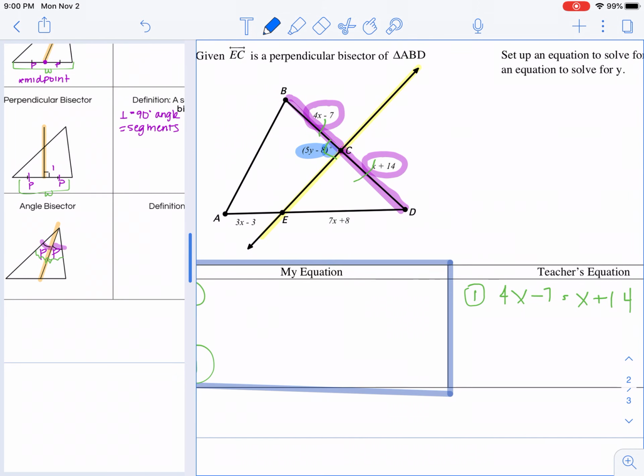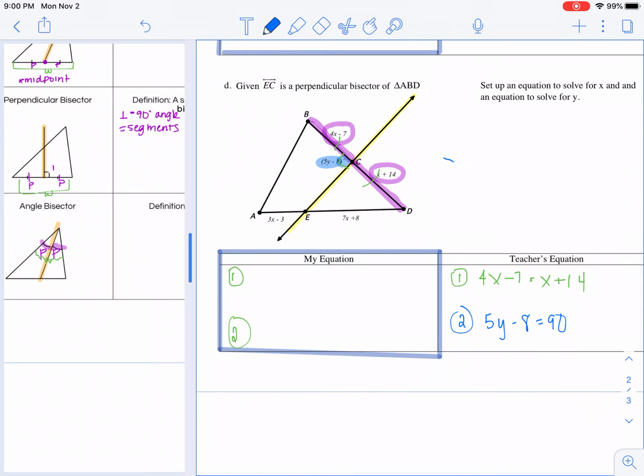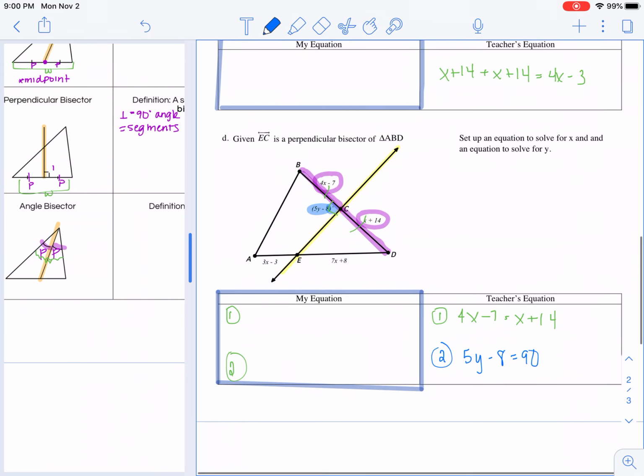So then what I want you to do and copy down in the teacher equation is 5y minus 8 equals 90, to show that that angle is equal to 90 degrees. Again, don't erase, don't change the my equation. Leave your equation what it was, even if it's incorrect, and just fill in the teacher equation box. All right, so once you've completed that, again, smiley face if you feel like you're good to go now after the explanation, question mark if you still have questions.